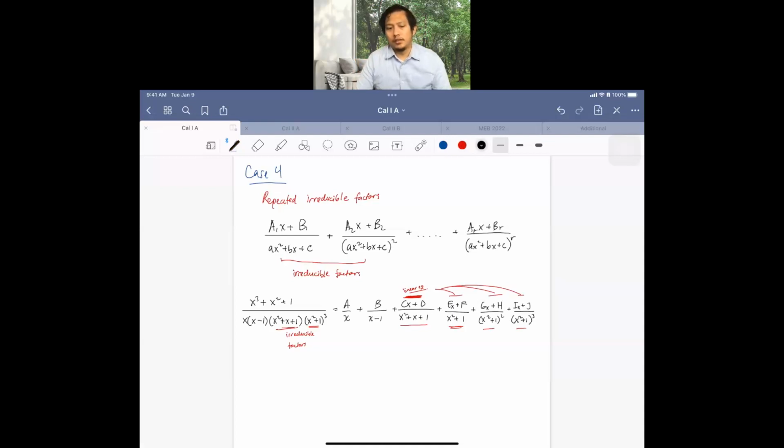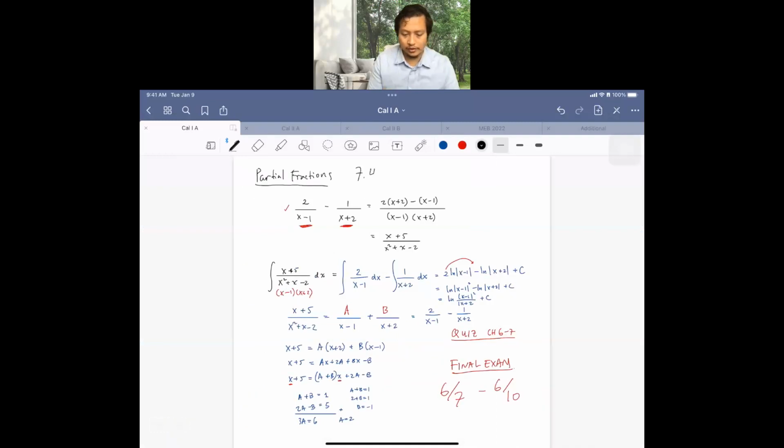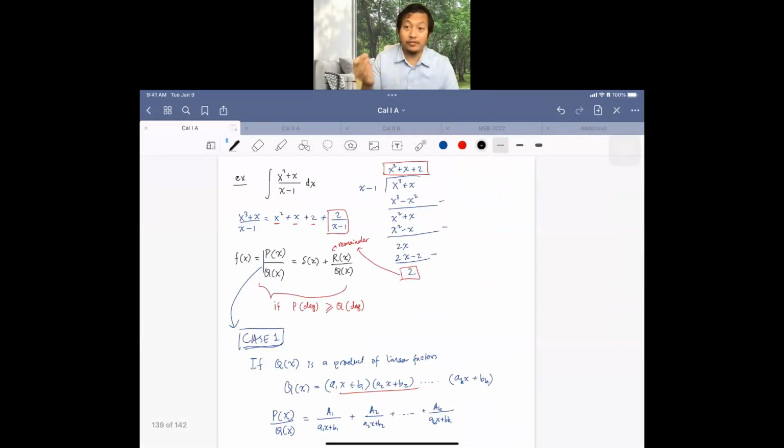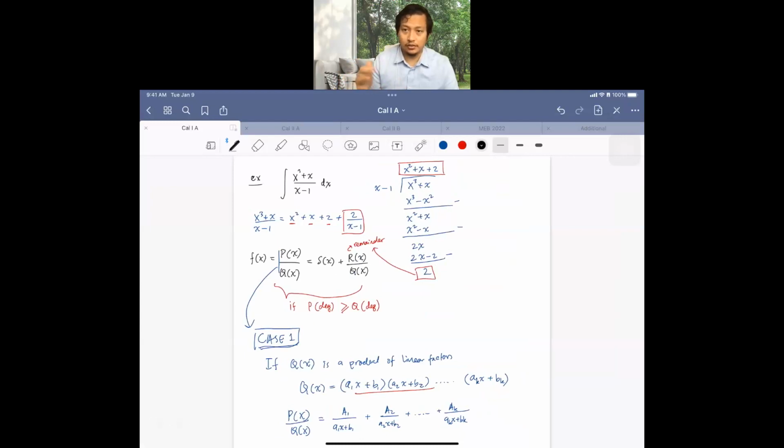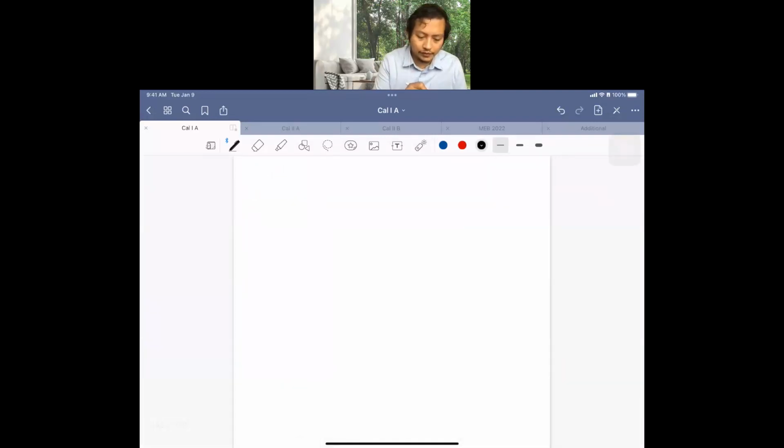I forgot to mention that this partial fraction is actually 7.4, if you have a textbook. 7.5 is just a strategy. 7.6 is also a strategy, using a table of integrals. I will just skip these two sections and focus on them later. We'll show you some strategy directly from practice or exercises. But for now, we can focus on 7.7, which is the improper integral.